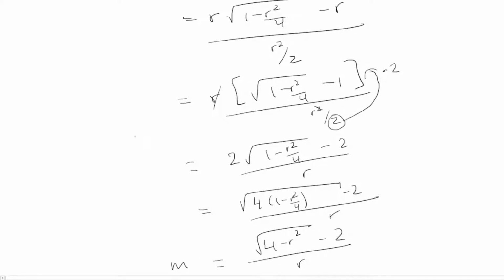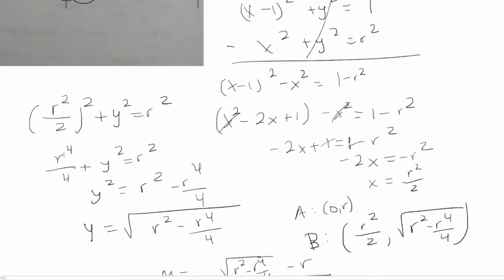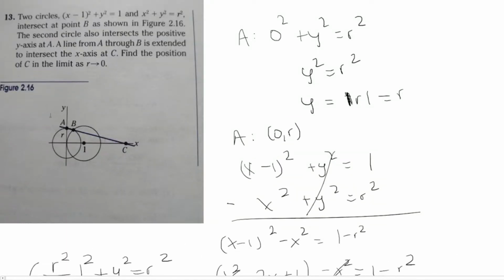And then the y-intercept, we know that the point A was (0, r). So we're going to have y equals mx plus b. This is m, and then b is just r. Okay, so just to be clear, what we just found was the equation of this line here.